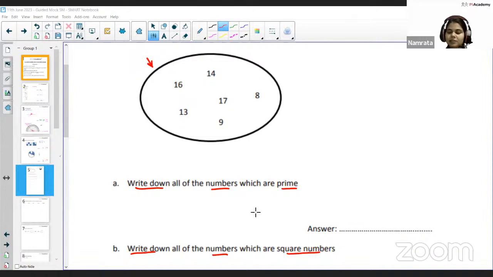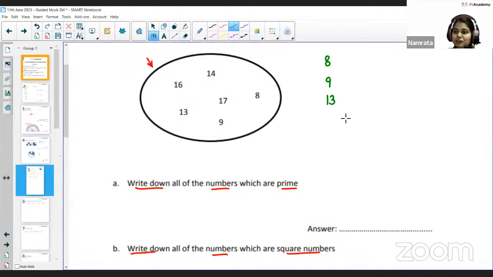Yes, let's start discussing. The very first question is to write down all the numbers that are prime. So what are prime numbers? Prime numbers are those numbers which have only 2 divisors, that is 1 and the number itself. Starting with the list that we have, 8 has more than 2 divisors, 2 and 4. So 8 cannot be on the list. Then we have 9, that also cannot be on the list.